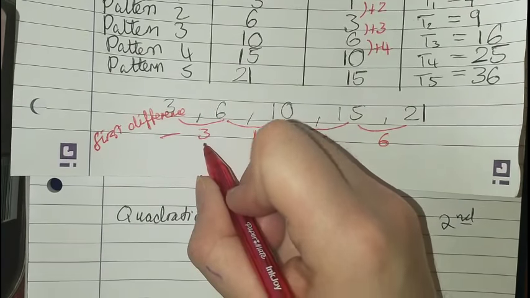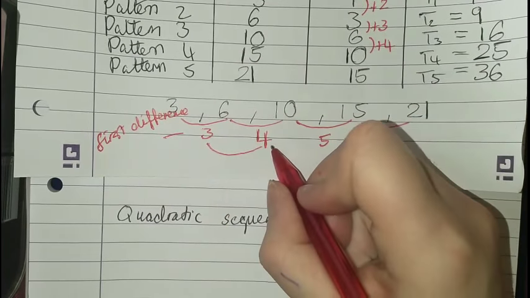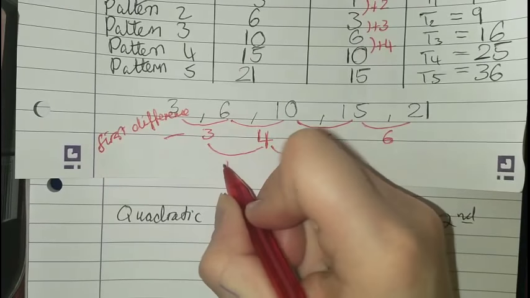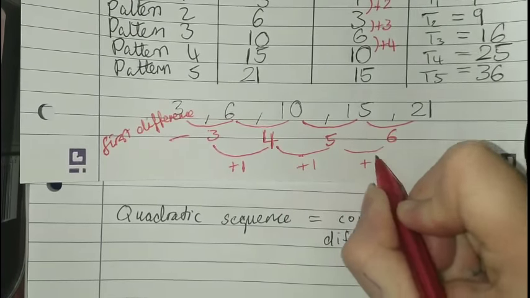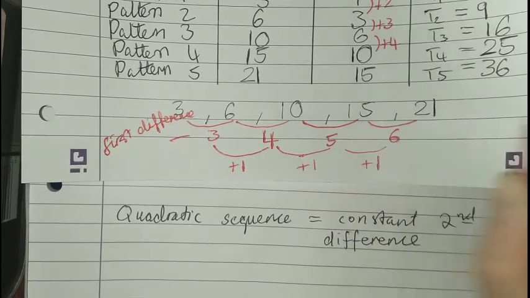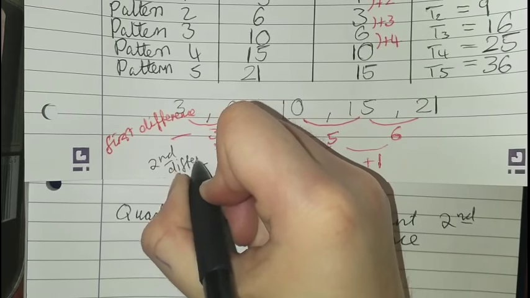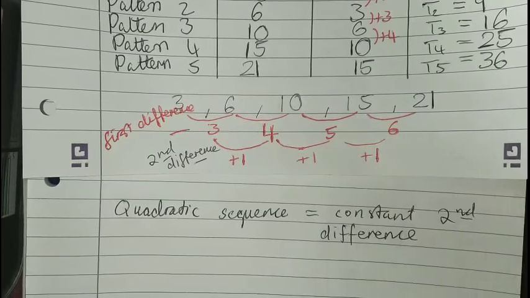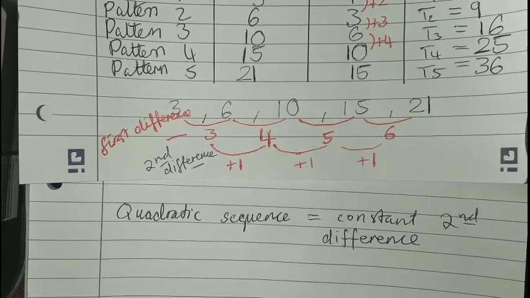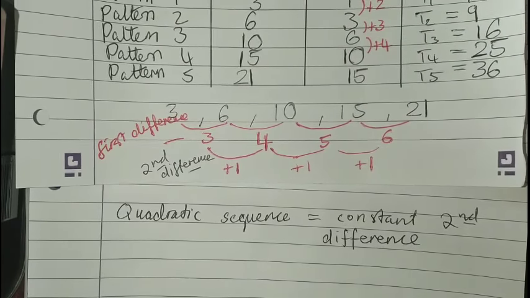But then we can look at the difference between the differences. So here's a jump of +1, then another +1, and then +1. So the difference between the first differences is called the second difference. And if we have a constant second difference, then we have a quadratic sequence. So we can see here that we have a constant second difference, so we have a quadratic sequence.